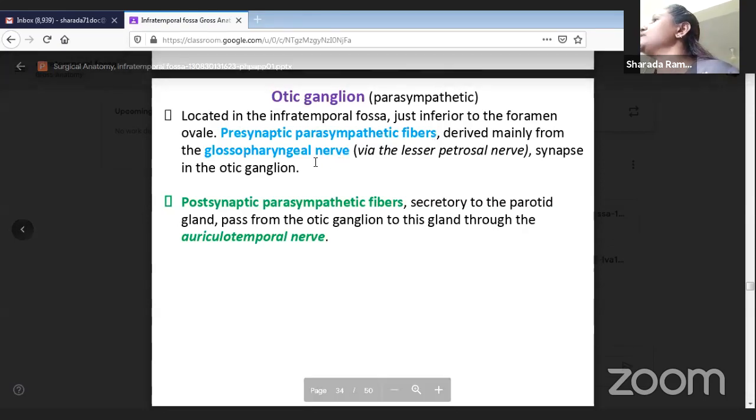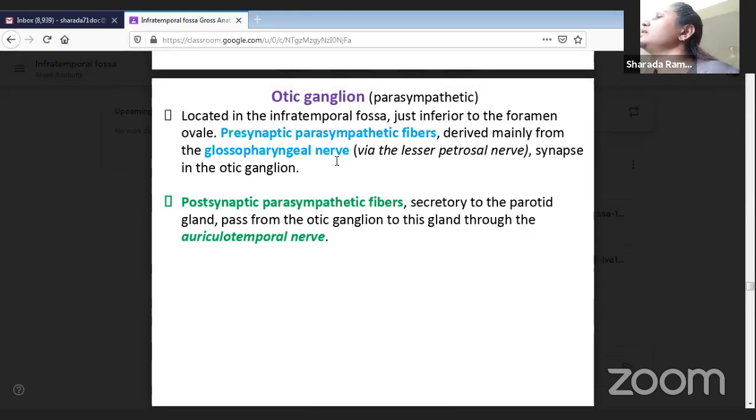from the glossopharyngeal, and this glossopharyngeal is going to give the tympanic branch. That tympanic branch is going to communicate with the lesser petrosal nerve. This lesser petrosal nerve is going to come down and connect with the auriculotemporal. And that auriculotemporal nerve is going to go to the parotid gland. So that is how the secretomotor fibers will reach the parotid gland.